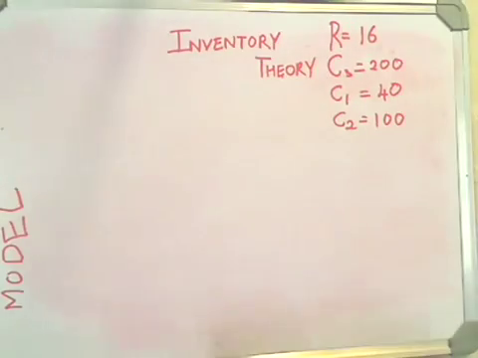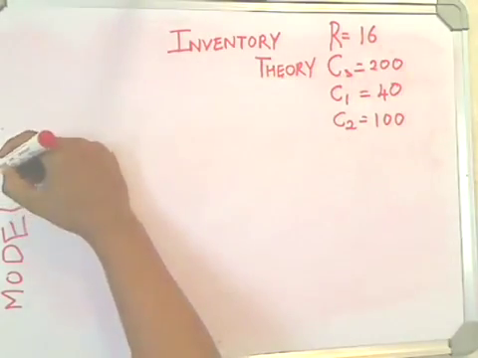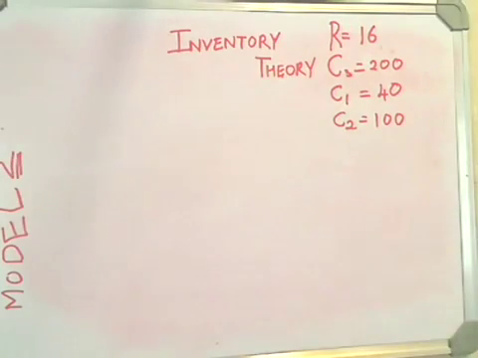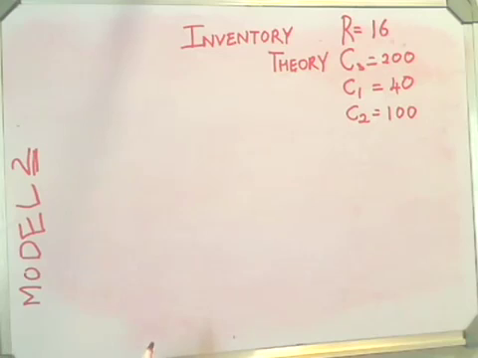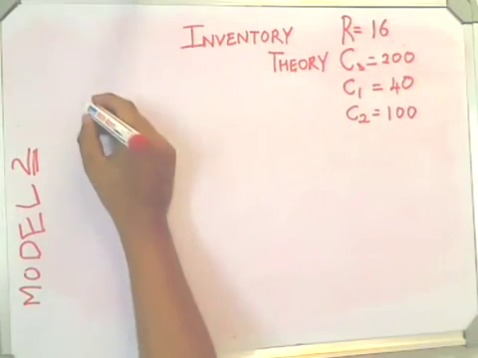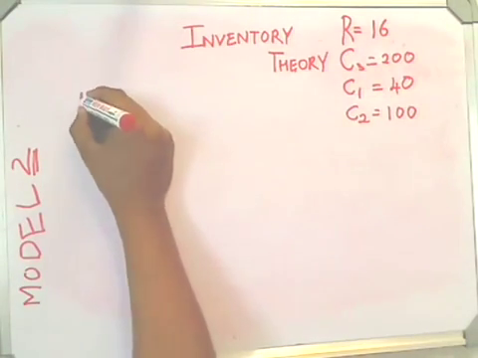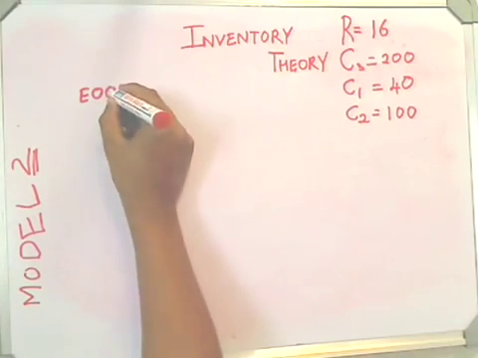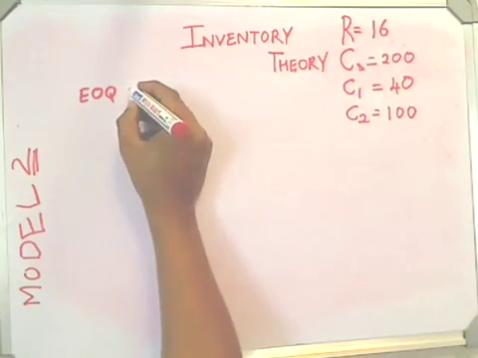I'll consider this as model number 2. Now, model number 2: how would you go about considering if shortages are allowed? Now, the first one again, we'll look at EOQ, economic order quantity. EOQ gets slightly lengthier here when you go about calculating.